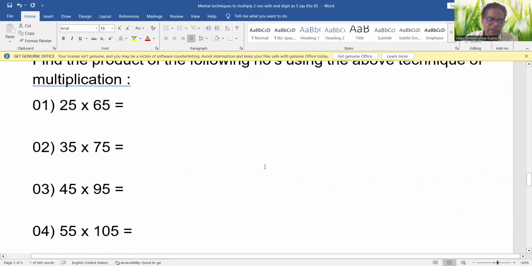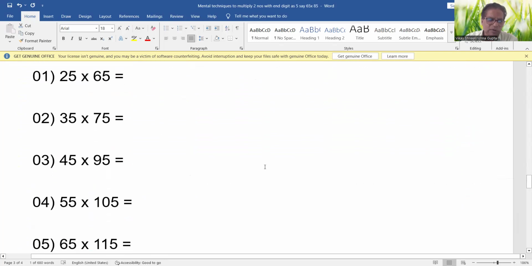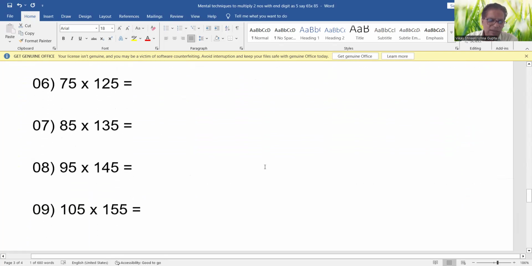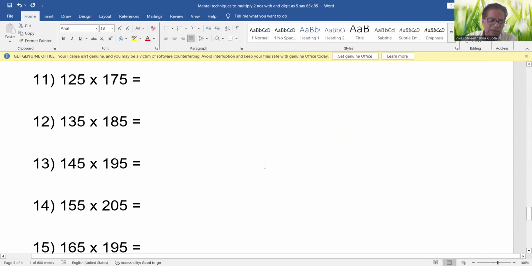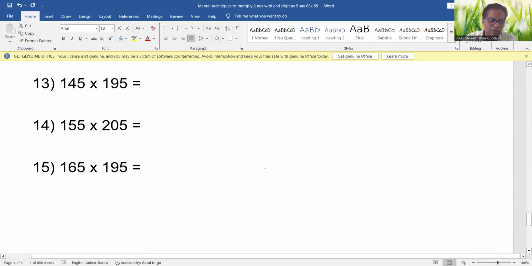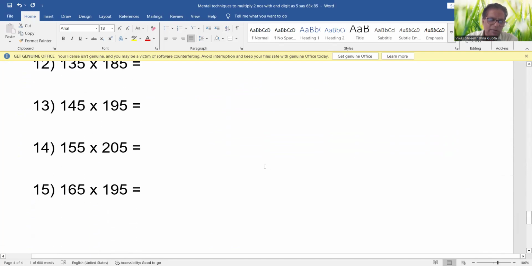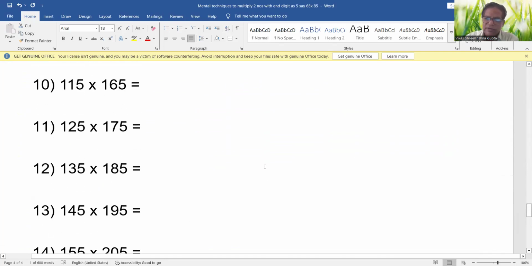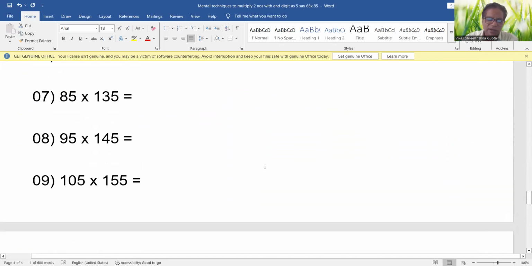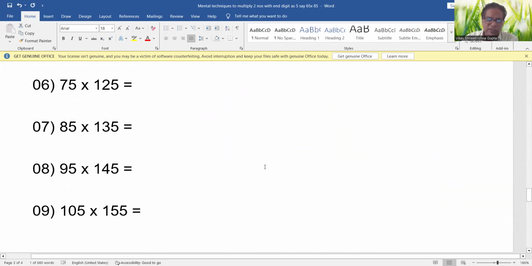These are some of the questions you can take for practice. It can be a 2-digit number or a 3-digit number, and the same questions apply. The end digit is always 5. The difference can be anything. Just check whether the sum is an odd number or an even number, and accordingly apply 25 or 75.